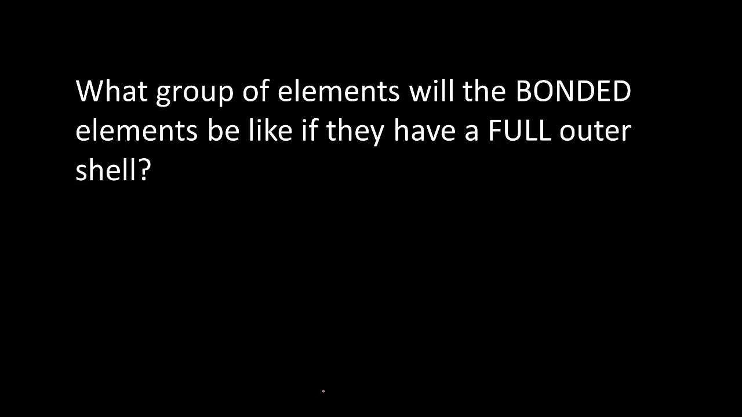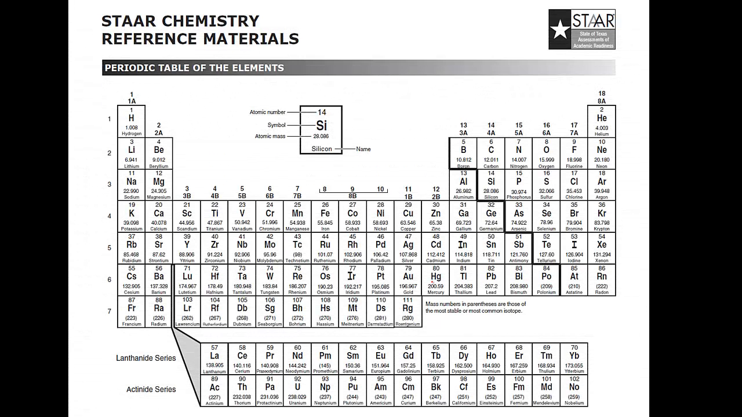So what group of elements will the bonded elements be like if they have a full outer shell? Well, let's look. A full outer shell would be 8 valence shell electrons, and that would be group 18. What is group 18 called? They are called the noble gases. So every bonded element will look like a noble gas.